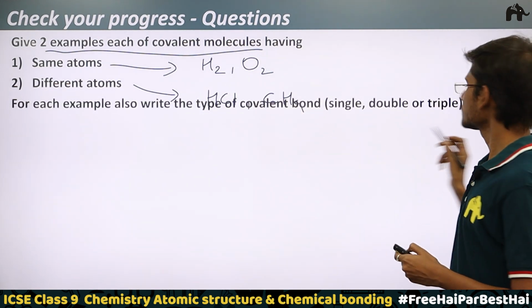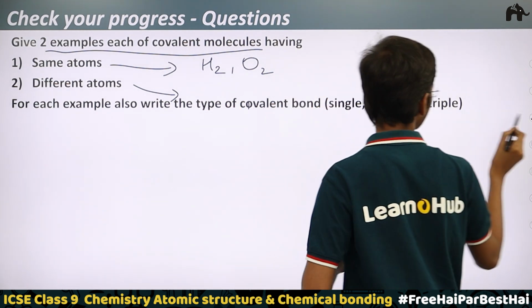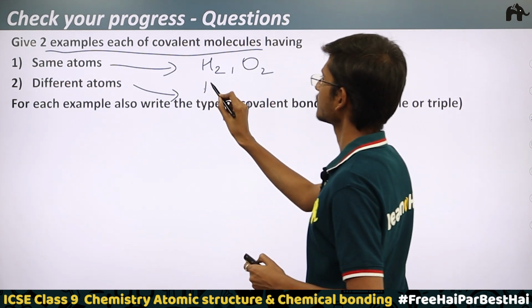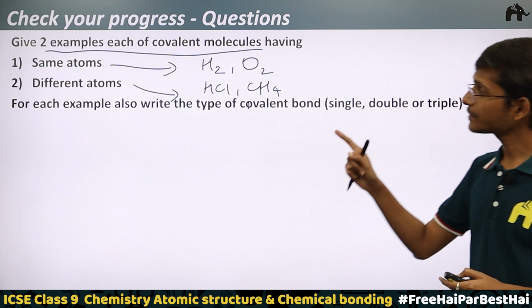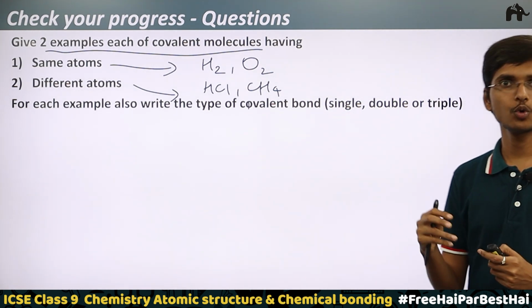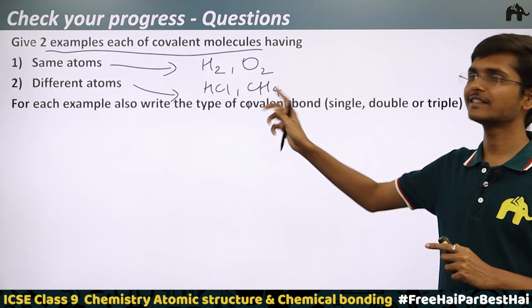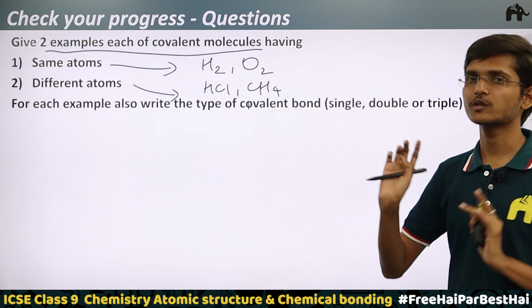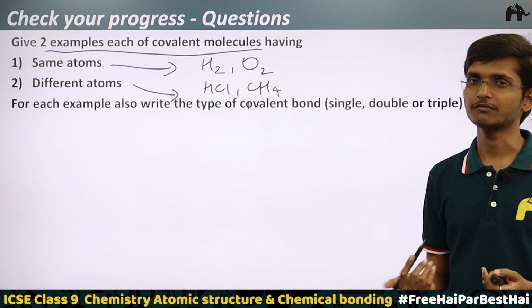Covalent molecules having different atoms means atoms of different elements. Now, one more thing: I will just write it above, HCl, methane. Now for each example also write the type of covalent bond: single, double, triple. Now you would think, sir, we need to wisely write the examples of covalent molecules, because if we don't know which type of covalent bond is present in them, then we are stuck.